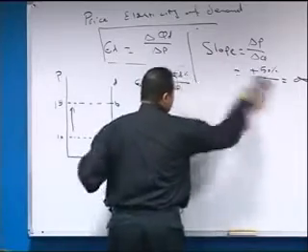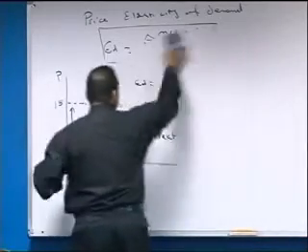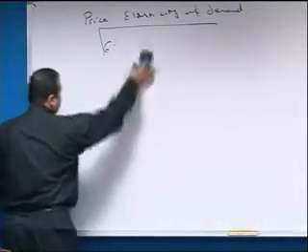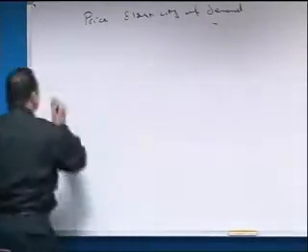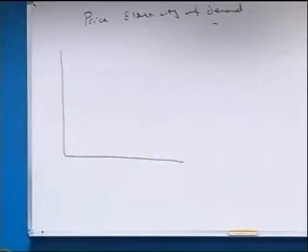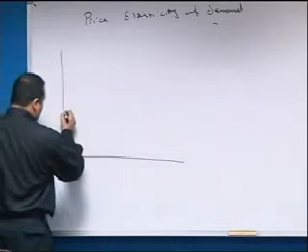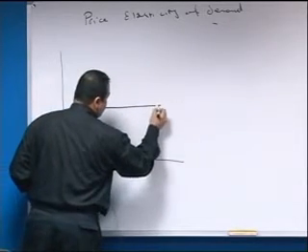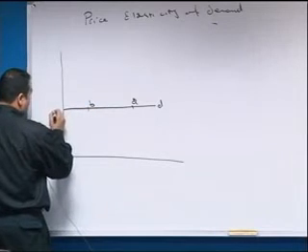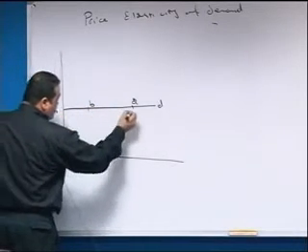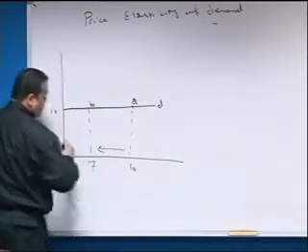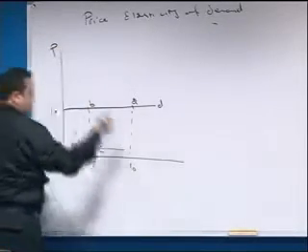If the demand curve is perfectly elastic, or a horizontal line, this is the demand curve. A, B, P, 10, 10, 7. This is the price, QD.